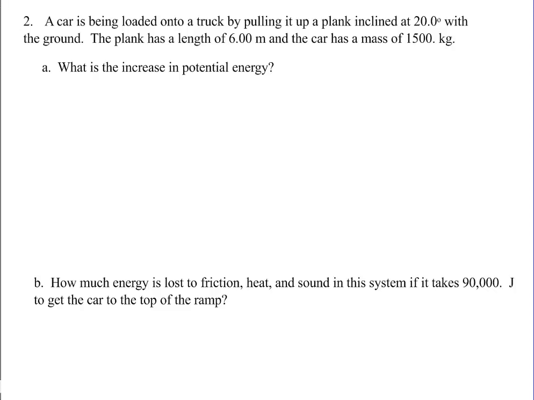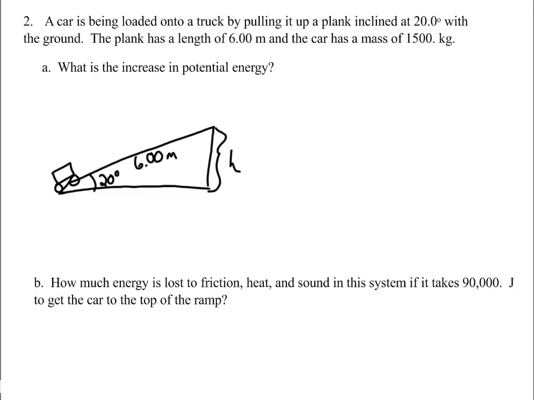First thing I would probably do is draw a diagram. So there's my ramp. Here's my car. It's 6 meters long, and I have a 20-degree angle. So here's my height. Height is the side opposite my angle. So if I want to find it, it's going to be 6 meters times the sine of 20 degrees. And what I get for that is 2.05 meters.